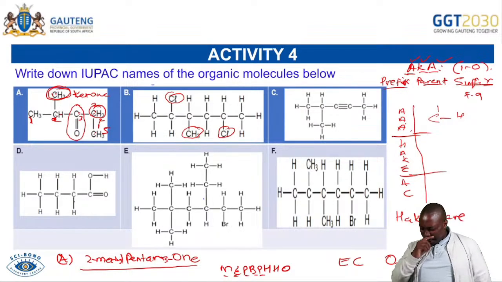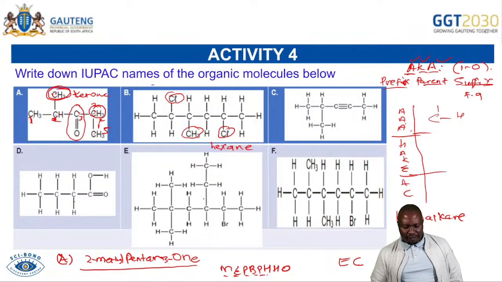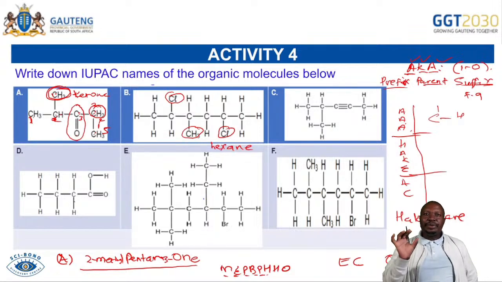So for haloalkanes, what is the suffix? It is -ane. The name will end with -ane. So you know this name will end with -ane. How many carbons in the longest carbon chain? 1, 2, 3, 4, 5, 6. 6 is hex. So you know that this is hexane. Hexane. Do you have any substituents?